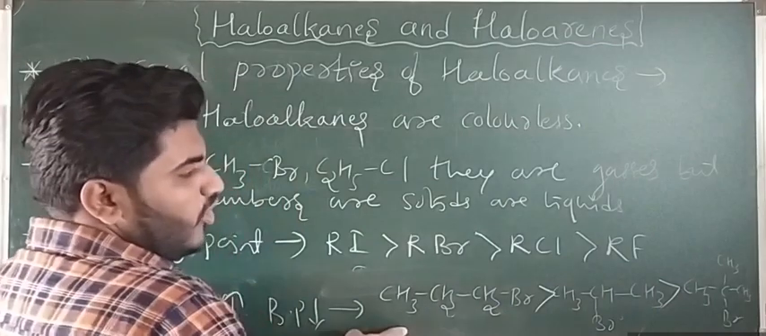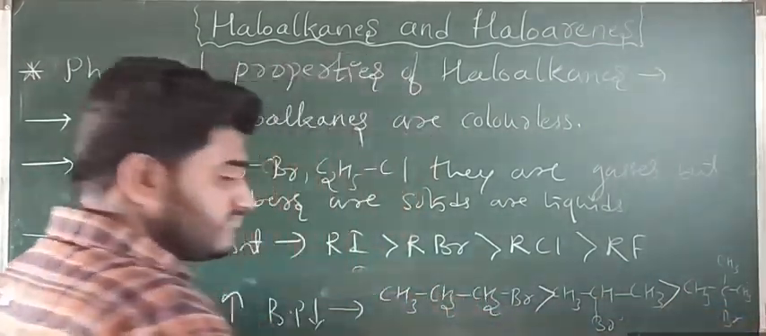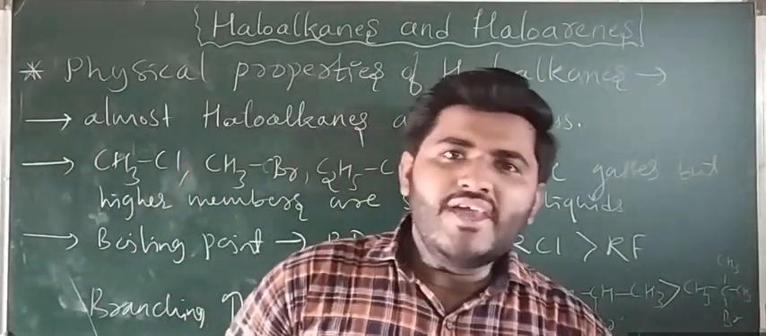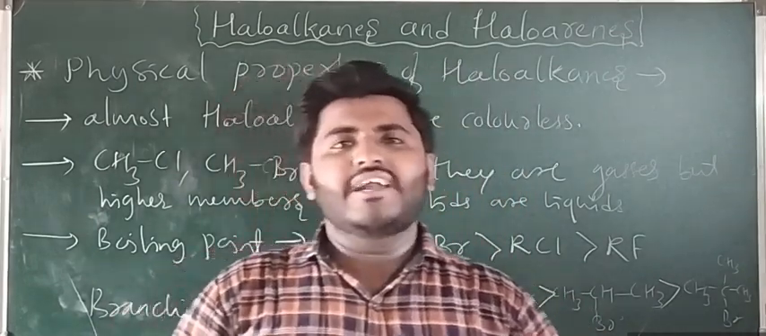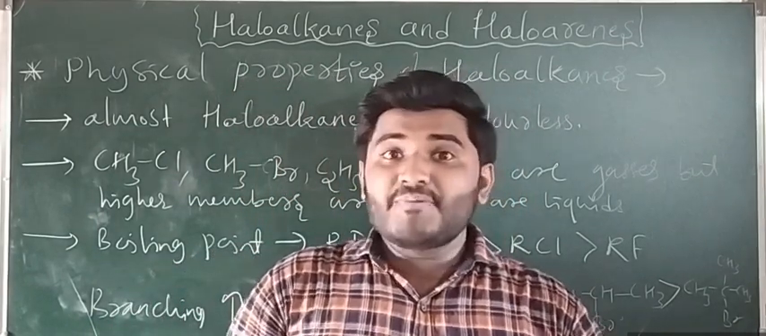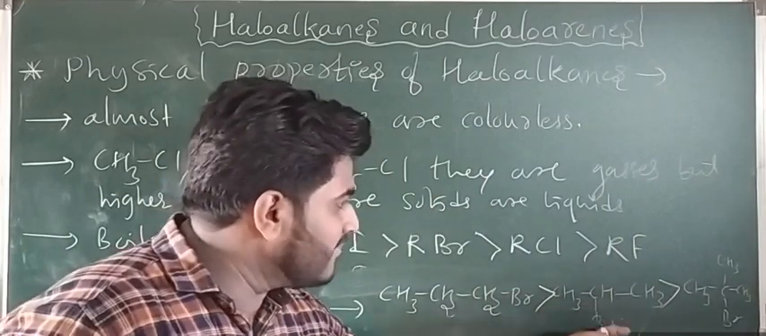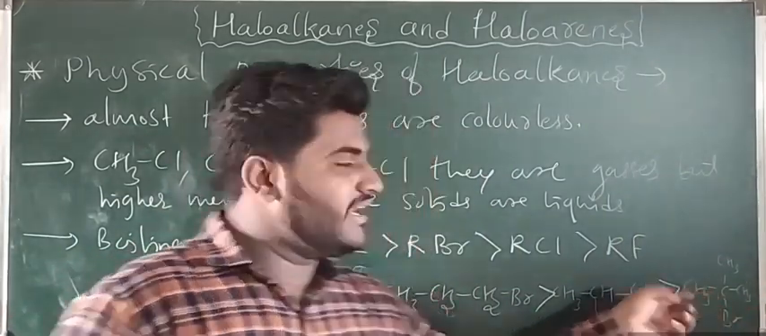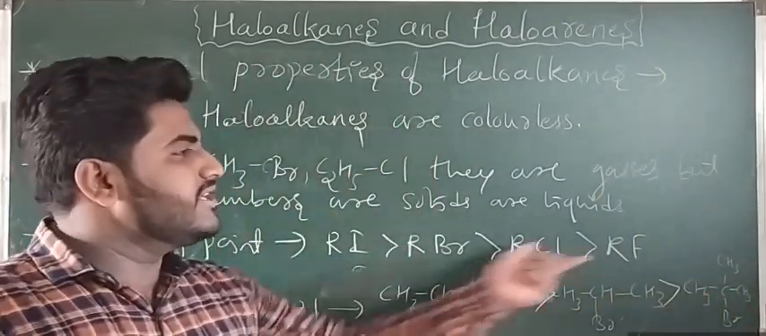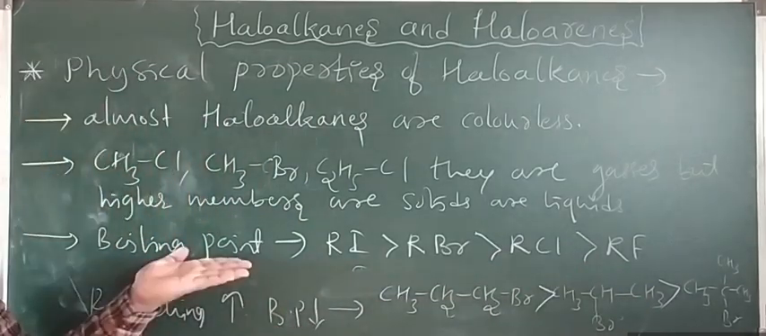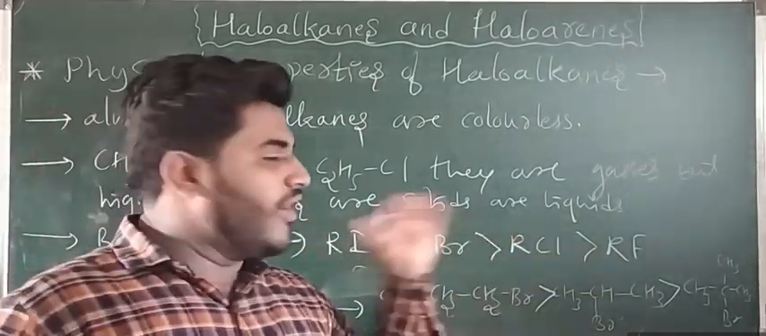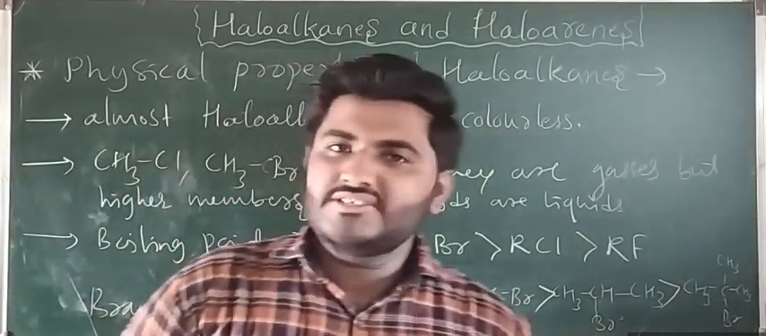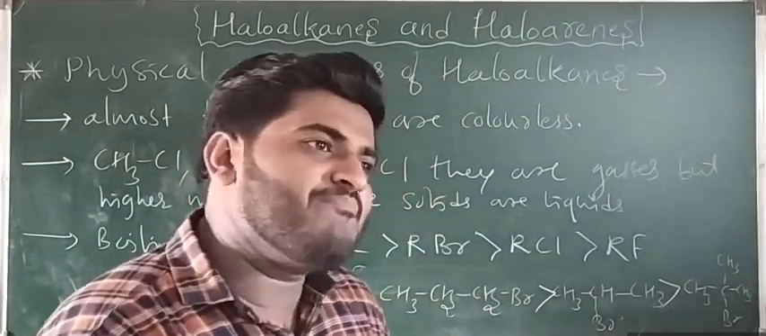This one has a higher boiling point than this one. This is again because the weak van der Waals force between the halogen and carbon decreases if branching increases. Here one branching is there, here two branchings. So as branching increases, boiling point decreases. And if size decreases, boiling point again decreases. So this is regarding the physical properties of haloalkanes.